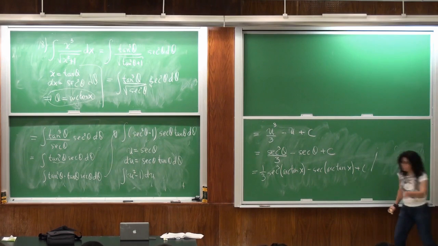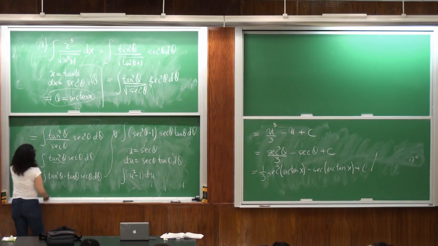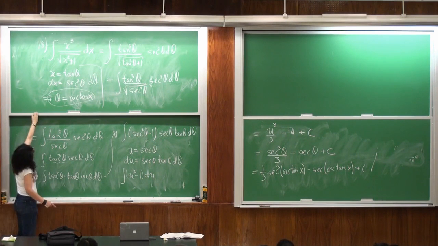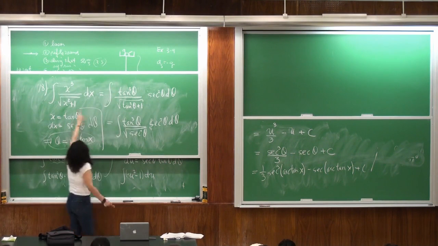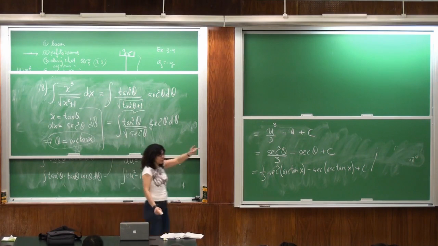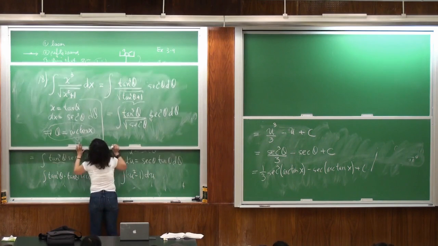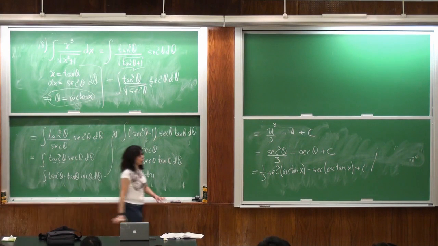Here? The denominator. Yeah. Because in this formula we know that 1 plus tangent squared is secant squared. And we have it over here: 1 plus tangent squared is secant squared. Okay? So this is clear? This is clear? So we are done with this.